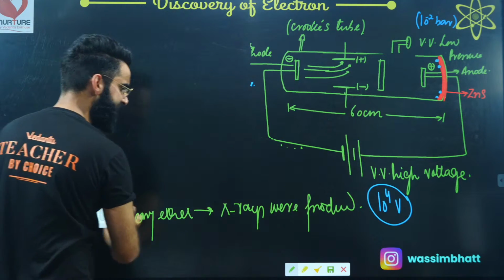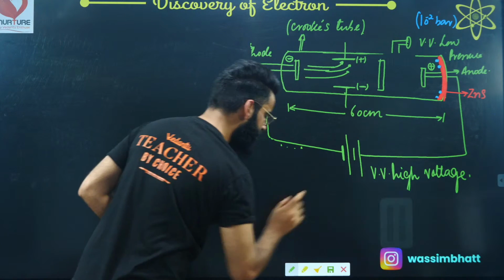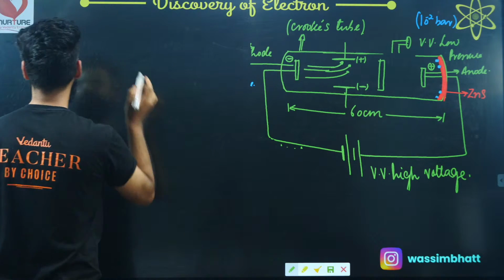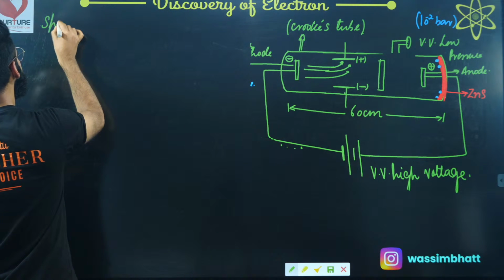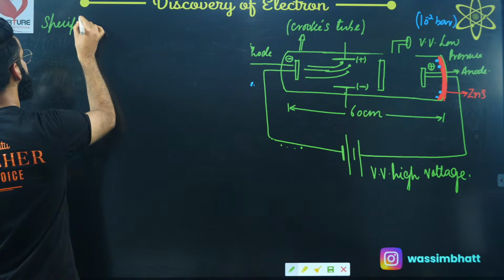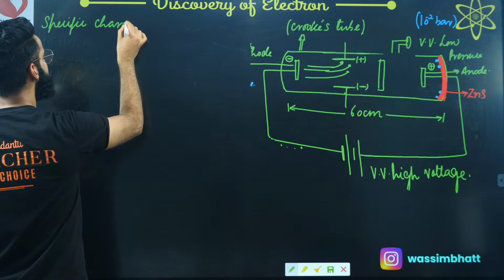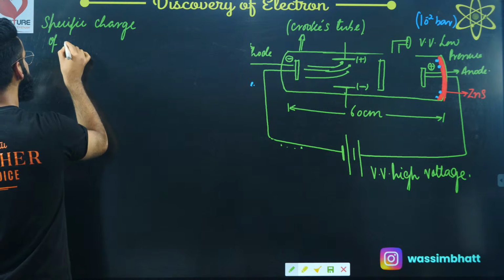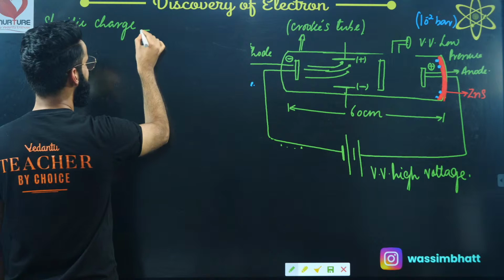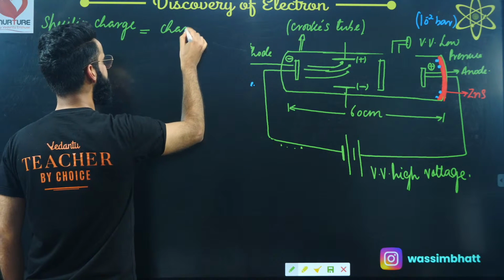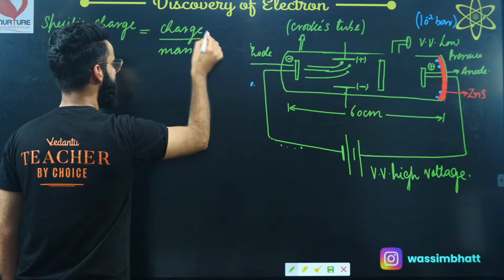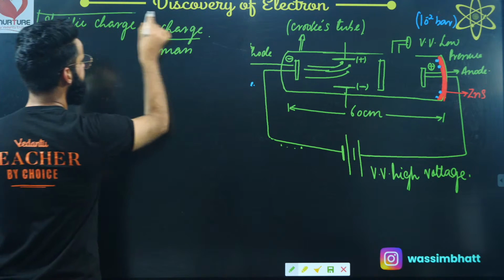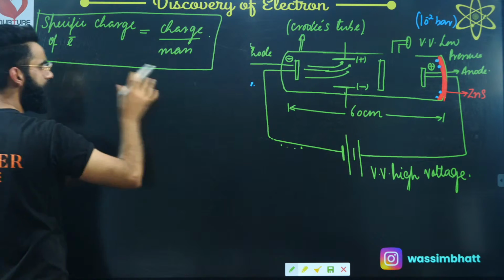By carrying out this experiment, one important thing was done. Basically, the specific charge of the electron was calculated. Specific charge means the charge present on the electron divided by the mass of the electron, right? The specific charge of the electron was calculated by carrying out this experiment.